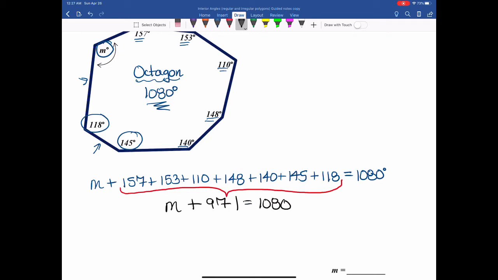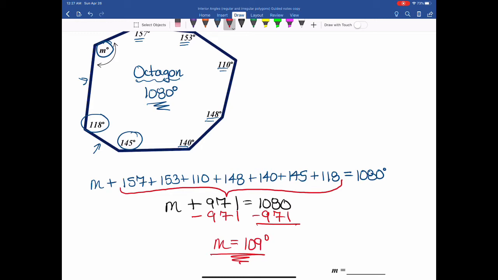Make sure when you're adding a lot of numbers that you're double checking, not just putting it in your calculator once. But I got 971. If you got something different, go check your arithmetic. Now I'm just going to solve this by taking 971 away from both sides. So you're going to do 1,080 minus 971. I get an answer of 109. And that makes sense. M equals 109.